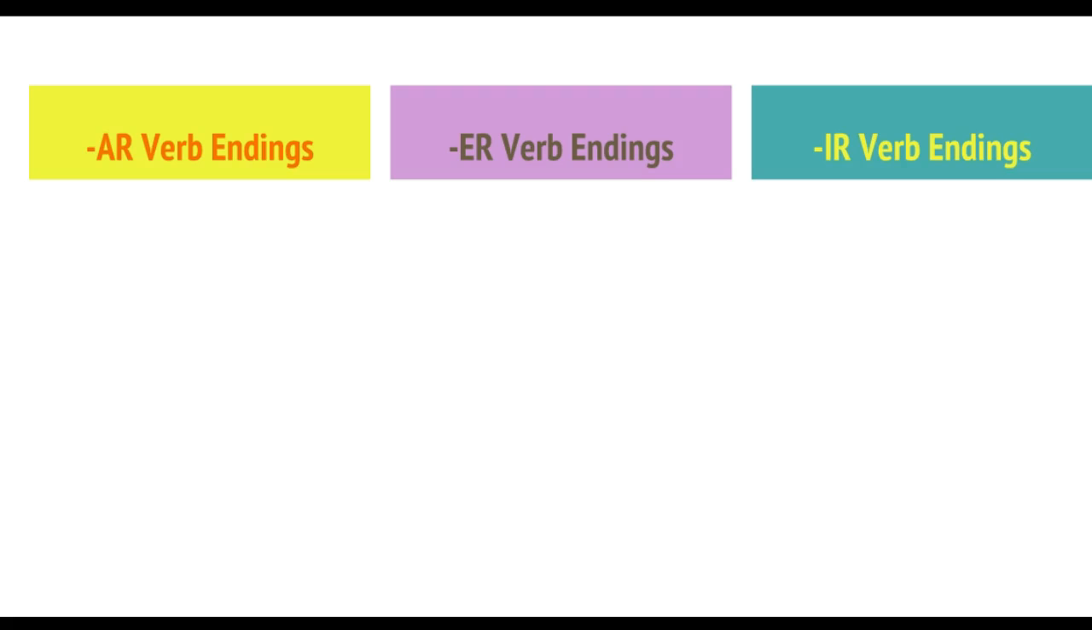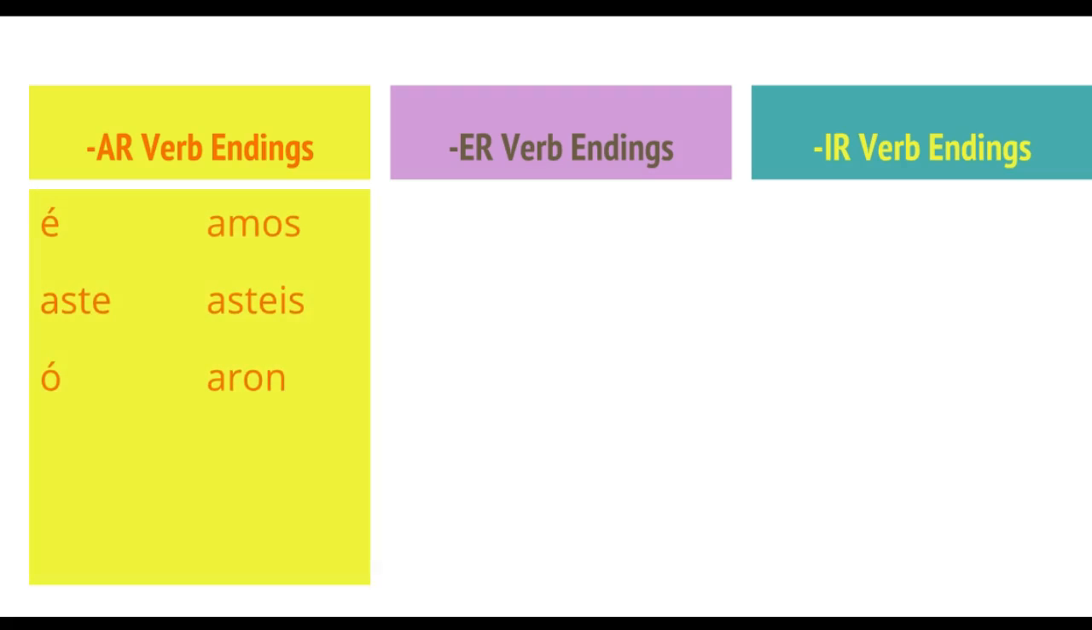When you're conjugating in the preterite tense, your AR verb endings are é for the yo form, aste for the tú form, ó for the él, ella, usted form, amos for the nosotros form, asteis for the vosotros form, and aron for the ellos, ellas, ustedes form.